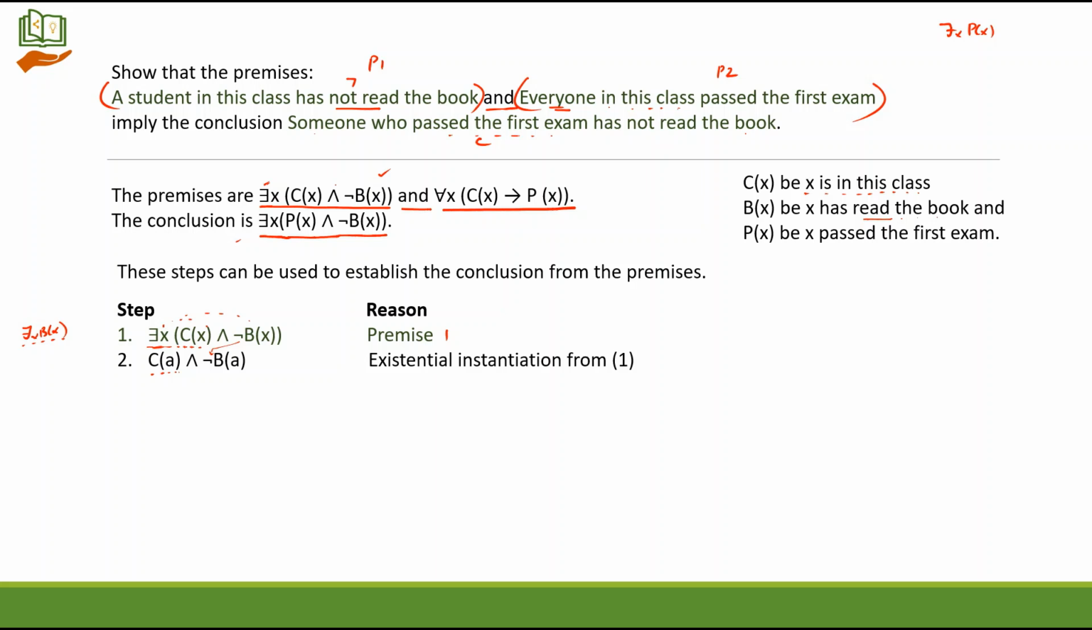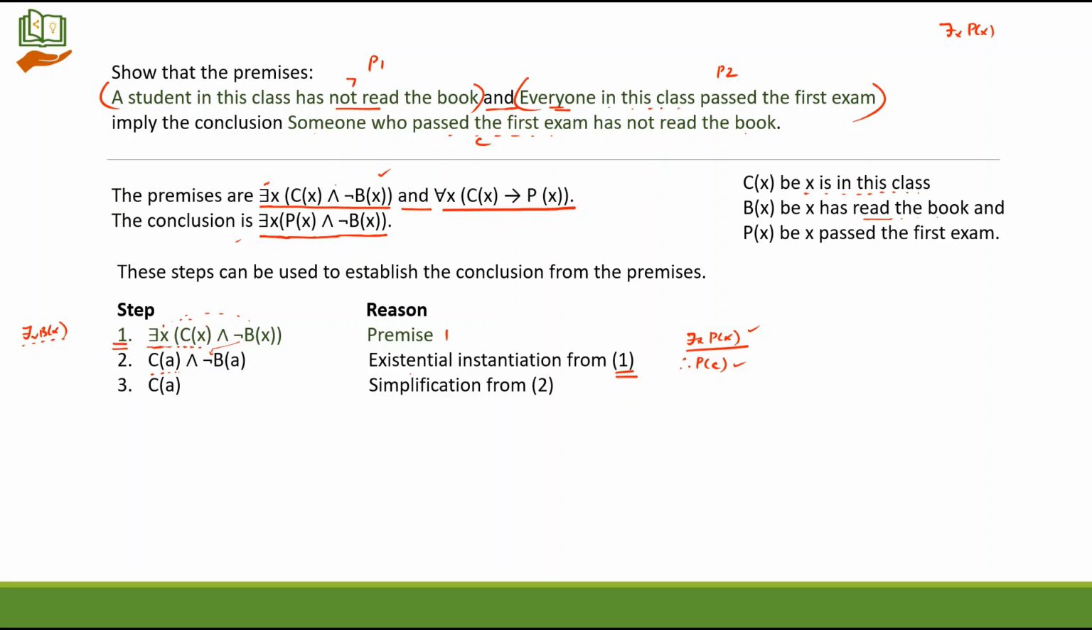So what is happening here? We are using existential instantiation from 1. So let me remind you, this is existential instantiation. This is what is happening. From this particular premise, we are deriving this conclusion. That's what they say. This one is nothing but the step 1 here.